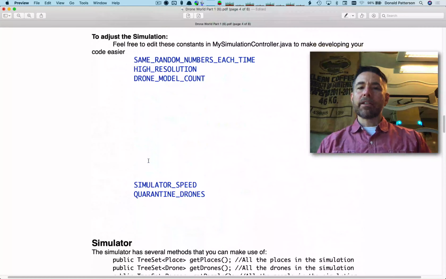If you set that equal to false, it starts up a little bit faster. How many drone models you want visualized. So this is just a visualization component. How fast you want the simulator speed to run. It can go from 0 to 100, where 100 is the fastest. Whether or not you want the simulator to quarantine drones.